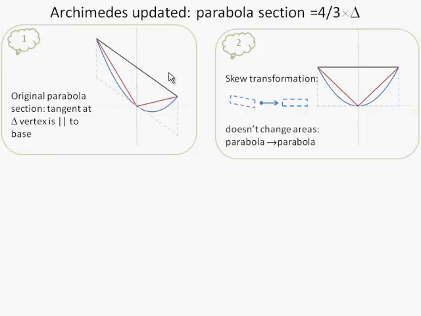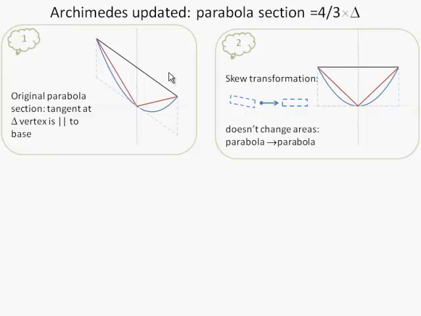In more advanced terms, a skew transformation has Jacobian equal to 1, so it preserves area. So if you didn't understand that comment, that's fine. But I think you can appreciate intuitively that the skew transformations will not change areas.